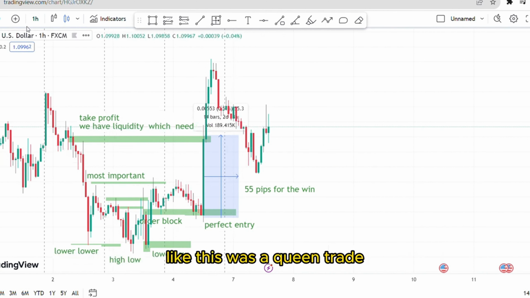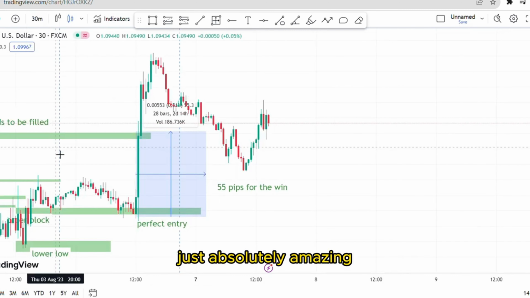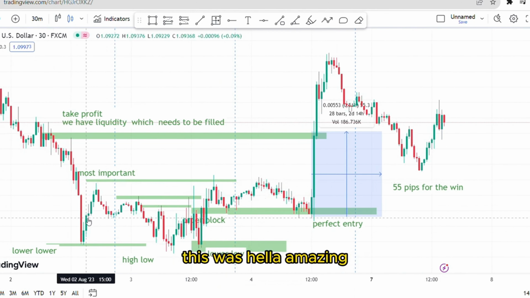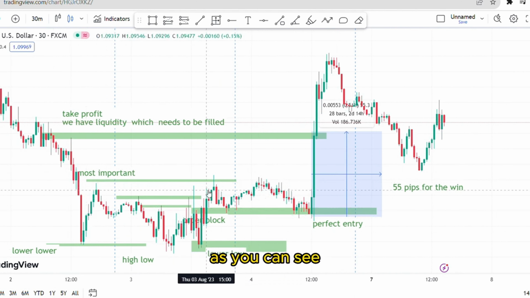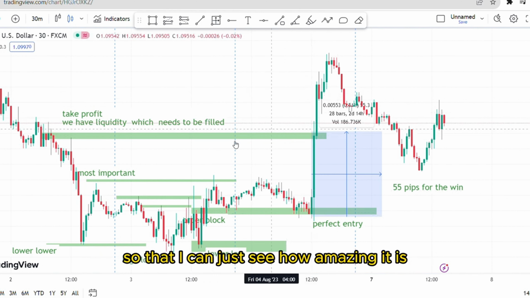This was a clean trade. It was absolutely amazing. I cannot even lie to you, this was hella amazing, as you can see, and I tried to check it out on other time frames so that I can just see how amazing it is.